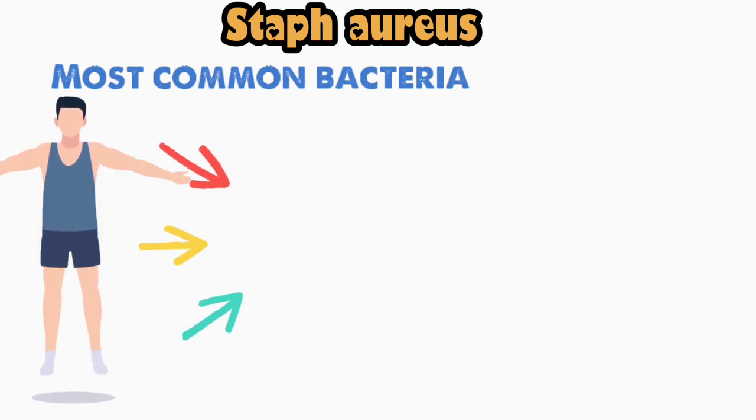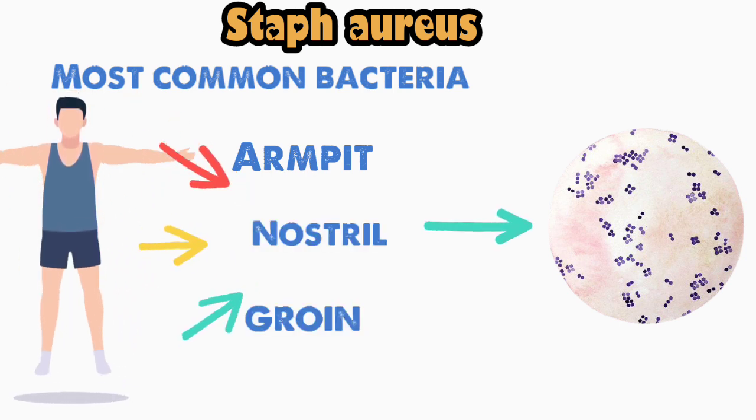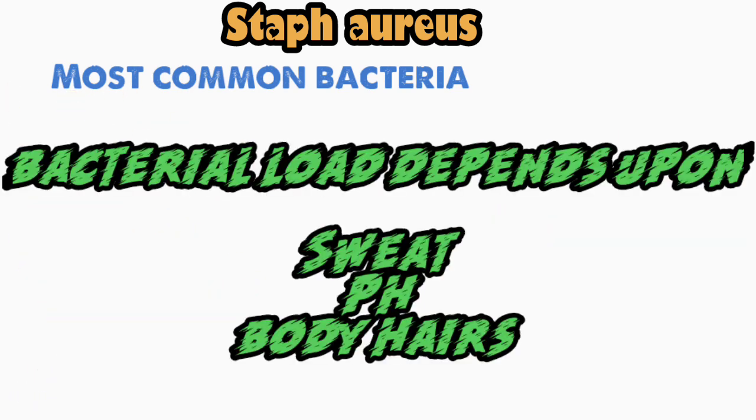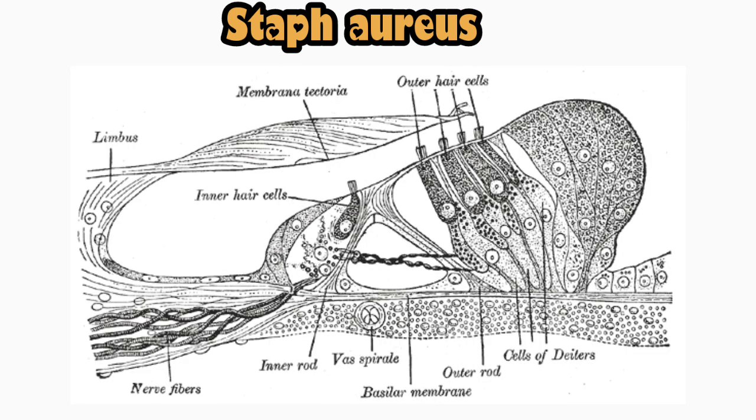Staphylococcus aureus is the most common bacteria of our body, normally present on our skin in the armpits, nostrils, and elsewhere. Staphylococcus dominates our skin flora. The amount of Staphylococcus bacterial load depends upon sweat, pH, humidity, and hairs. From person to person, sometimes it penetrates into the skin causing eczema. Staph can cause severe infection if it gets inside the skin.